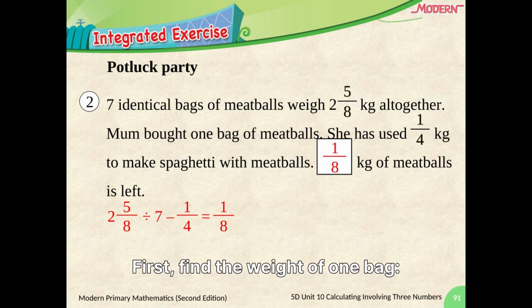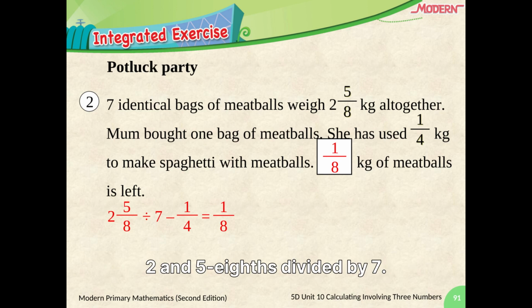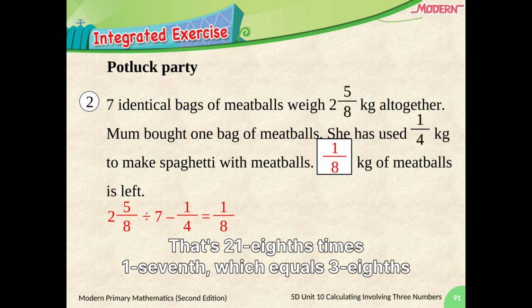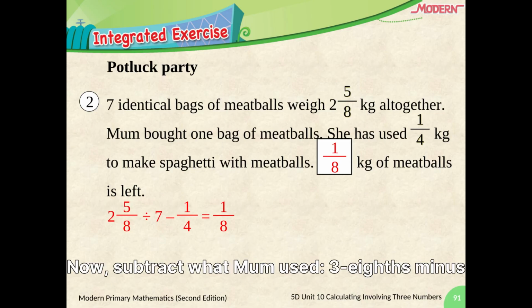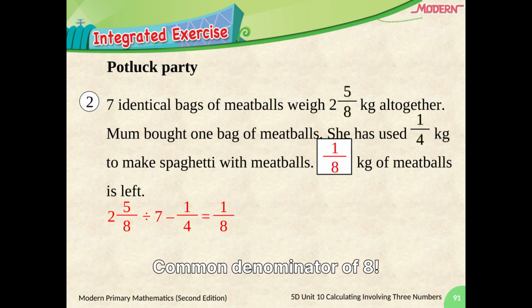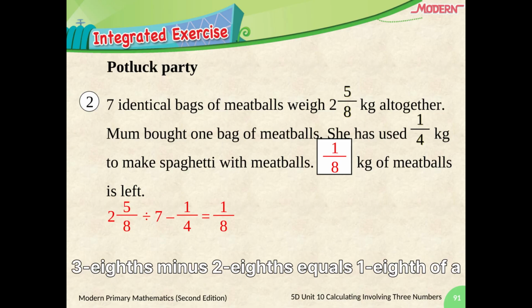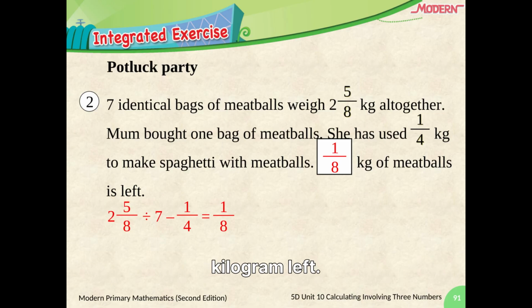First, find the weight of 1 bag. 2 5/8 divided by 7. That's 21/8 times 1/7, which equals 3/8 kgs per bag. Now, subtract what Mum used. 3/8 minus 1/4, common denominator of 8. 3/8 minus 2/8 equals 1/8 of a kilogram left.